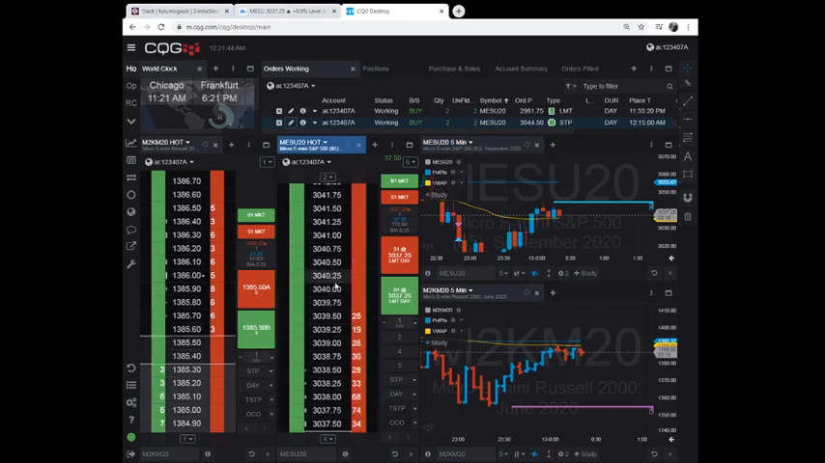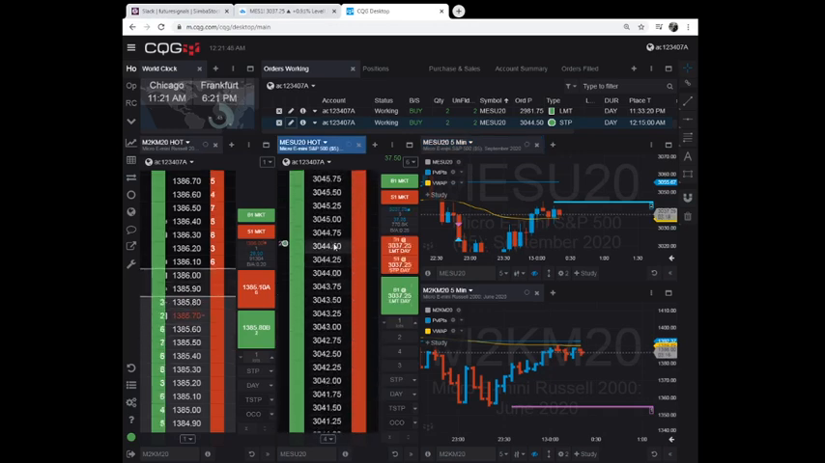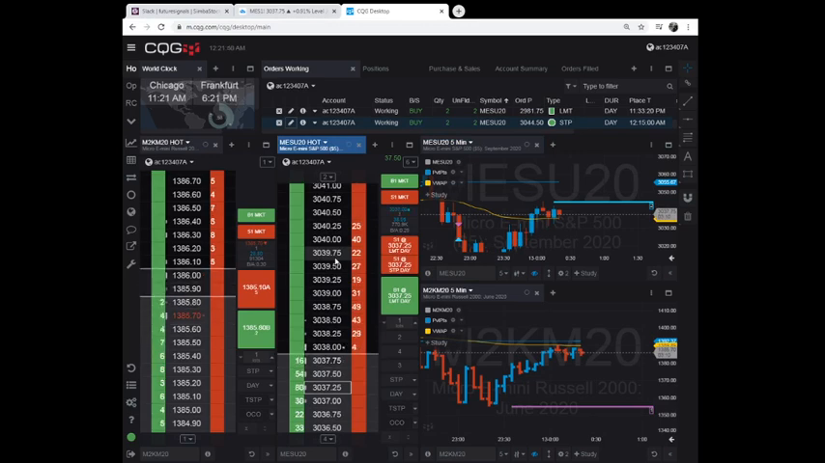Alright, so the price now is 3037. We are waiting at 3044. It's not far, about 7 points, which is easy for the S&P market to reach with that kind of price movement. So we still have to wait.